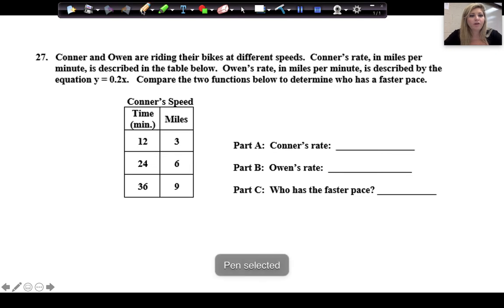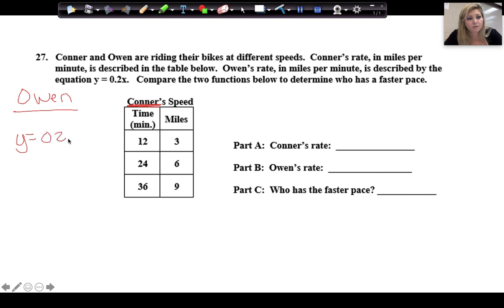Connor and Owen are riding their bikes at different speeds. Connor's rate in miles per minute is described in the table below. Owen's rate in miles per minute is described as y equals 2 tenths x. Okay, compare the two functions.